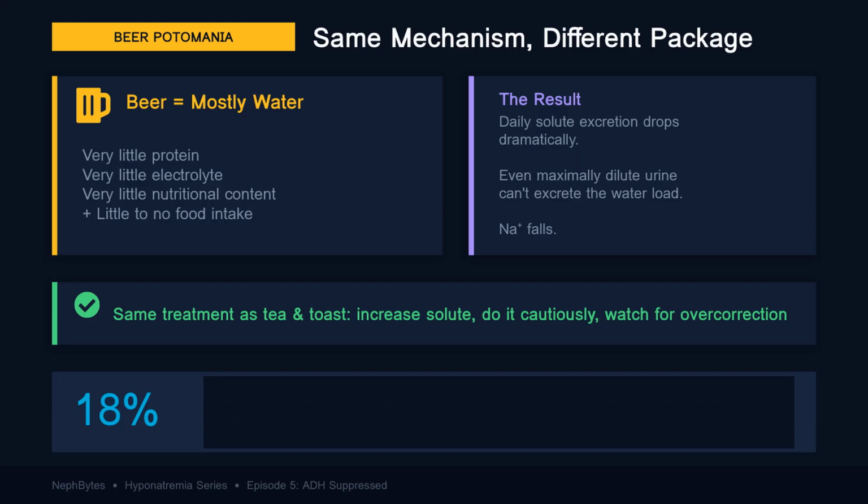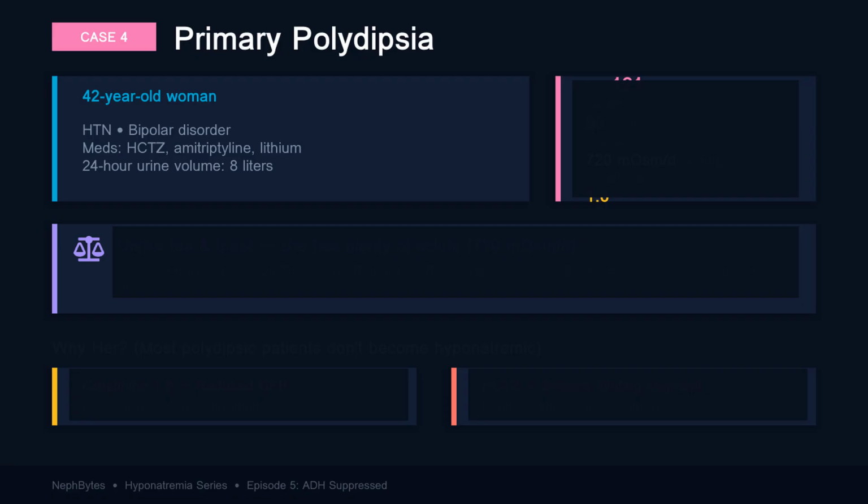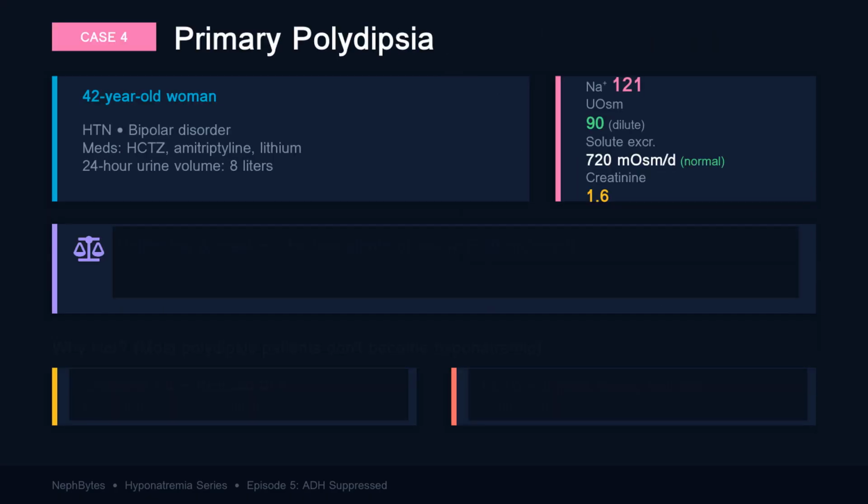Case 4. Primary polydipsia. A 42-year-old woman with hypertension and bipolar disorder on stable doses of hydrochlorothiazide, amitriptyline, and lithium. Sodium is 121. Urine osmolality 90. Maximally dilute. 24-hour urine volume is 8 liters. This is primary polydipsia. The urine is dilute. ADH is suppressed. The kidneys are responding correctly.